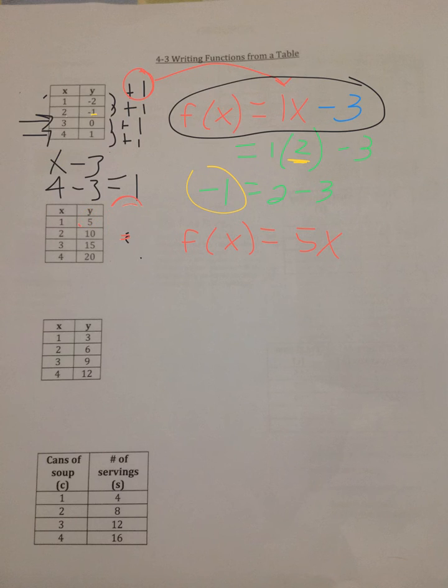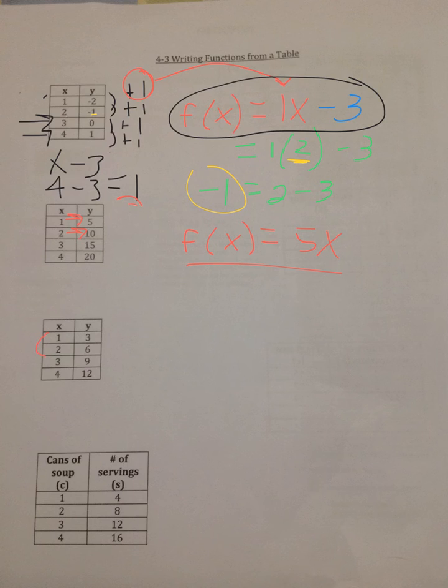Sometimes, again, it's easy to just go ahead and look at the relationship straight across. 1 to 5. Could it be plus 4? Could it be x plus 4? Because 1 plus 4 is 5. But if you go ahead and look at the second term, 2 plus 4 isn't going to get you to 10. But if you do times 5, 1 times 5 is 5, 2 times 5 is 10, 3 times 5 is 15, 4 times 5 is 20. F of x equals 5x, or y equals 5x.